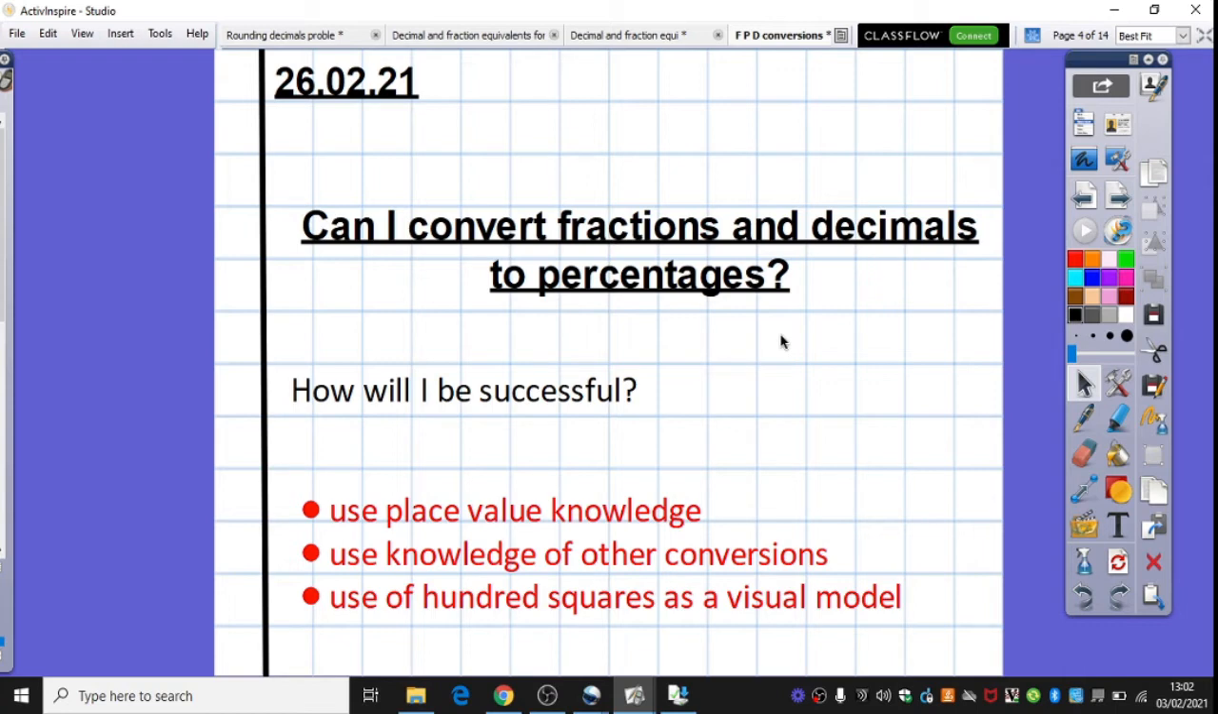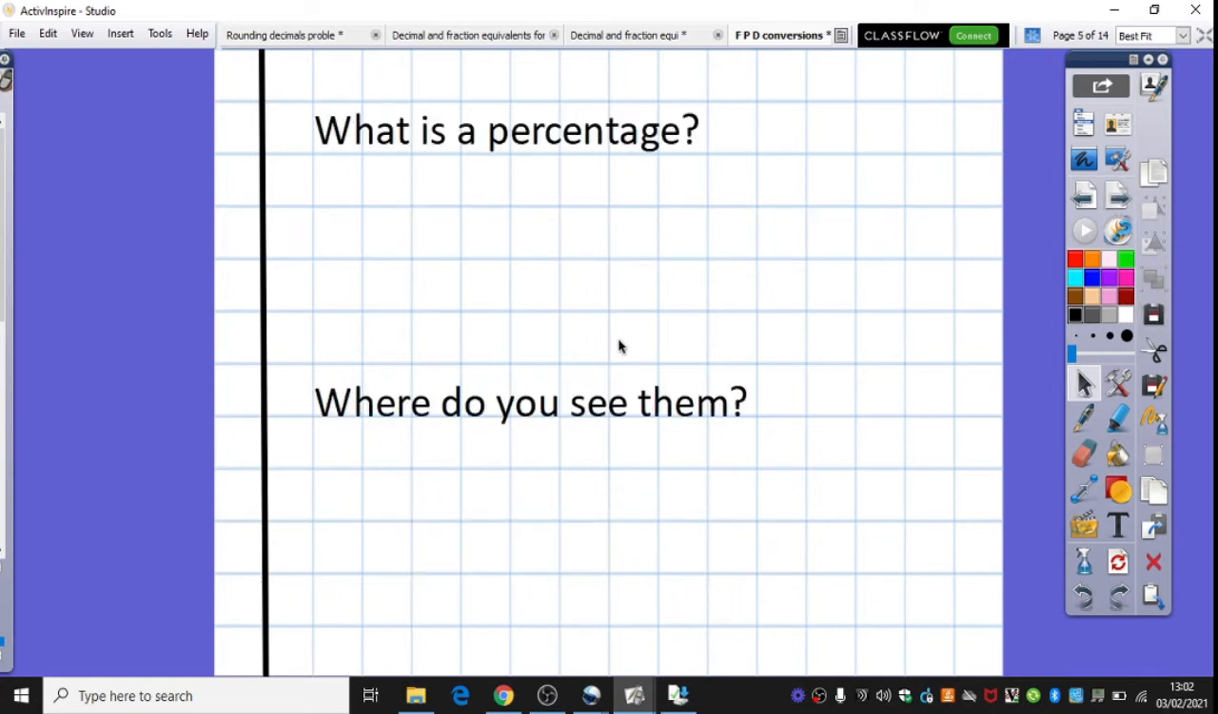So in order to be successful today, we're going to need to use our place value knowledge. We may use knowledge of some other conversions as well that we've looked at so far this week, particularly tenths and hundredths. And we'll also probably find a 100 square as a really useful visual model for us today.